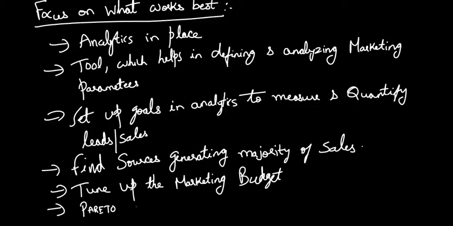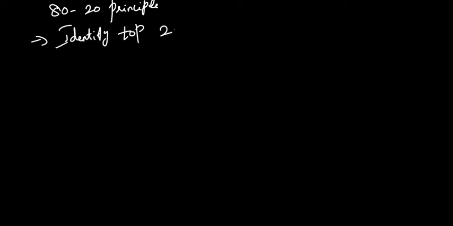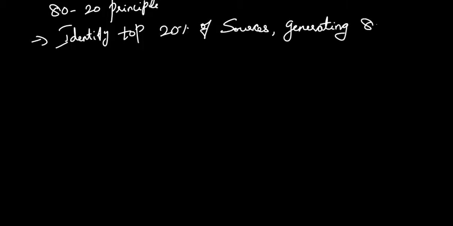You have to follow the Pareto principle. What is this Pareto principle? The Pareto principle is also known as the 80-20 principle, in which you identify the top 20% of sources generating 80% of revenue in your marketing strategy model.